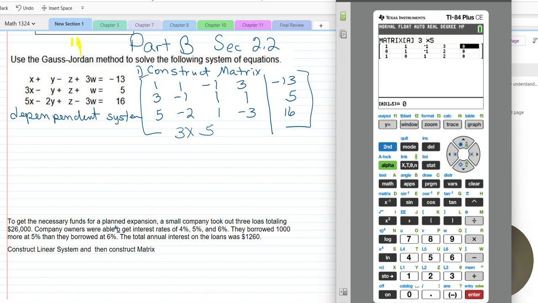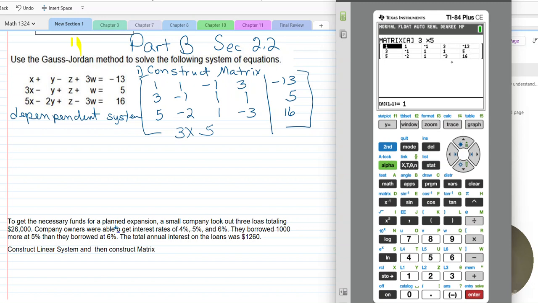3, negative 13, 3, negative 1, 1, 1, 5, 5, negative 2, 1, negative 3. So I entered it. Now I'm going to check, making sure. Oh, wait, I missed something. Oh, 16. Sorry about that. Didn't finish 16. All right. My last column is negative 13, 5, and 16.